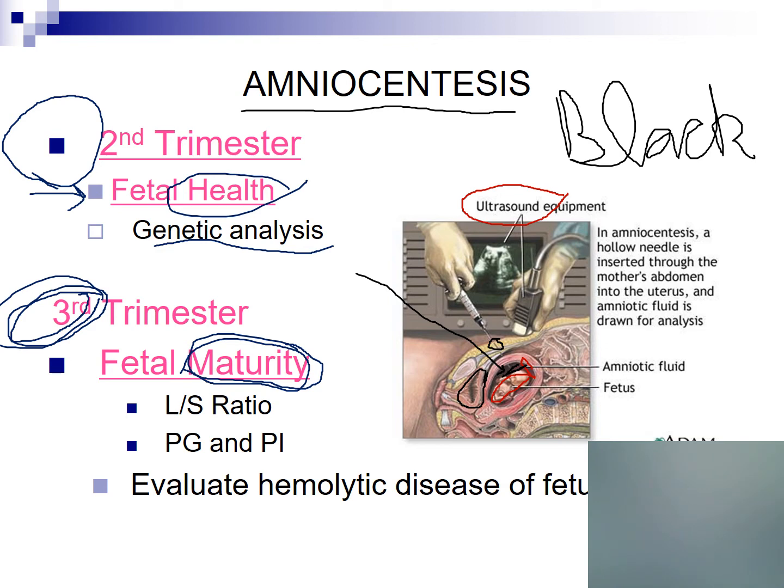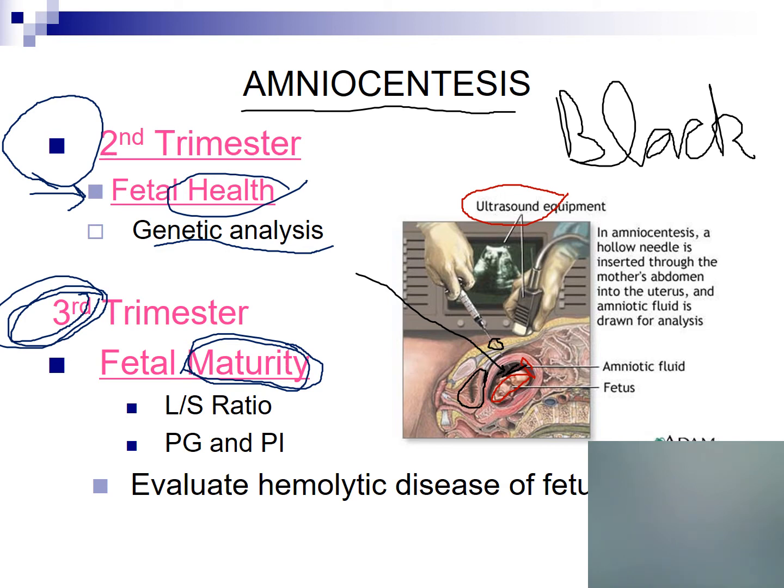We're going to send this fluid looking for a couple of different test results. The first one is an LS ratio. That stands for two lipoproteins that are components of surfactant. Those are fun words to say once you learn to say them. It's lecithin and sphingomyelin. Throw those around at a party and people will be so impressed with you. Just kidding, of course. So what we're looking for is the ratio of lecithin to sphingomyelin.